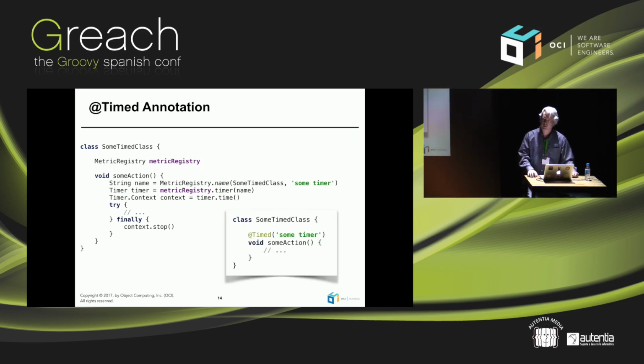But just like the metered annotation, there is a timed annotation. So you can annotate a method with @timed and provide a timer name, and all that stuff is generated for you, right? The AST transformation adds the metric registry property to this class, and it adds all of the tedious code inside the method that you've annotated with @timed, including the try finally. So it's doing the right thing. It makes sure that all of the code inside of your method is timed, guaranteeing that the timer gets stopped by putting the call to .stop inside of a finally block.